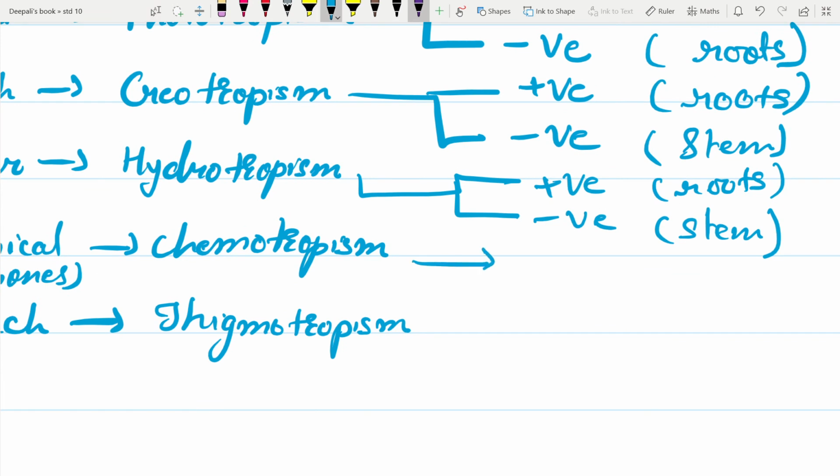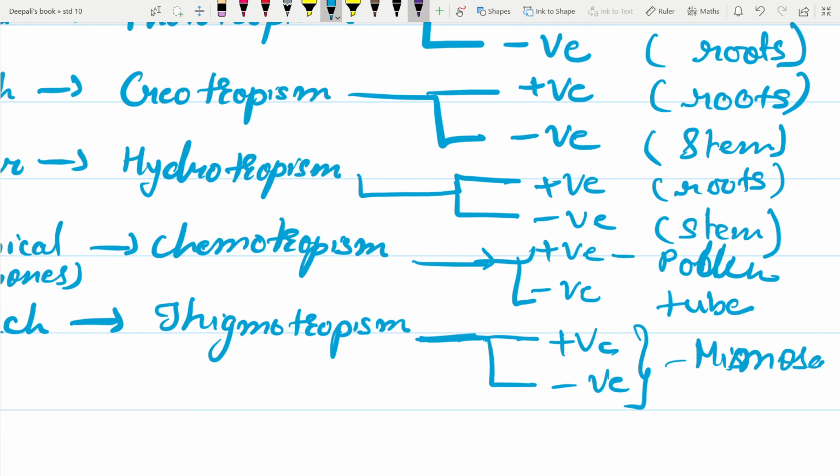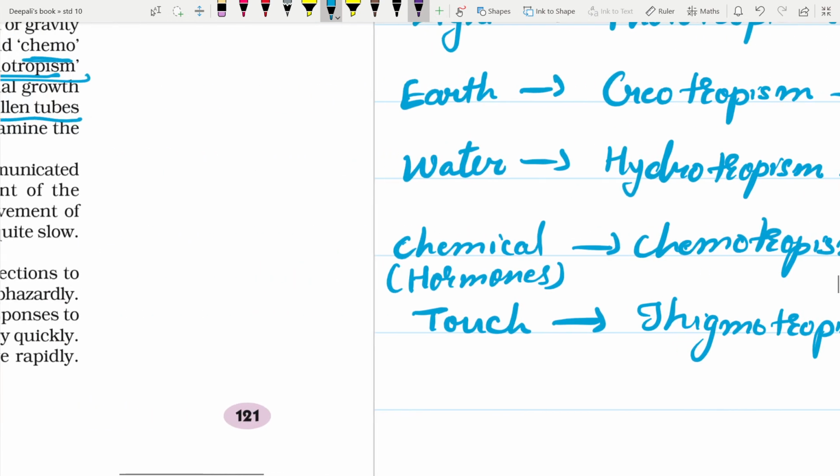Chemotropism also shows positive and negative. And we have the pollen tube showing positive chemotropism, and thigmotropism is due to touch, as in Mimosa pudica. Did you understand this?